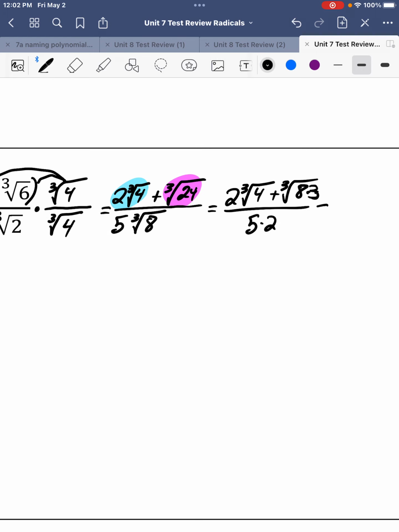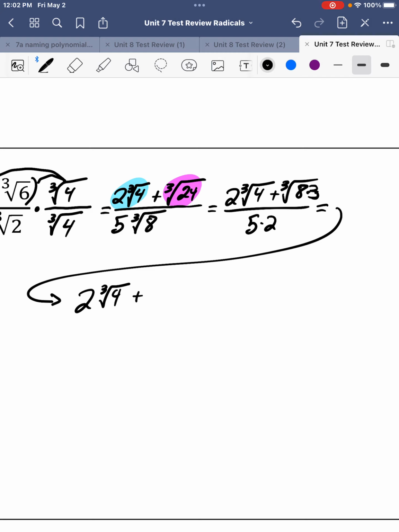Okay, and then I'm going to write this down below. I have 2 cube root of 4 plus cube root of 8 is 2. We don't have a perfect cube for 3, so that stays there. And 5 times 2 is 10. The last thing you're going to do is look at the 2, and the 10, and see, can we simplify that?